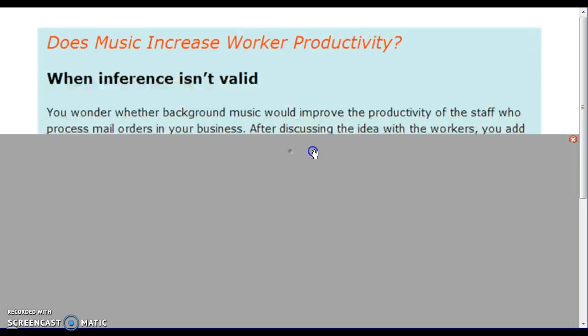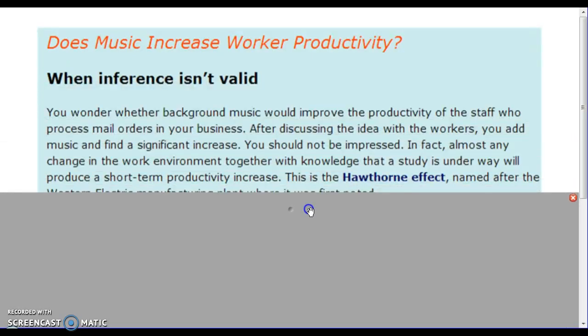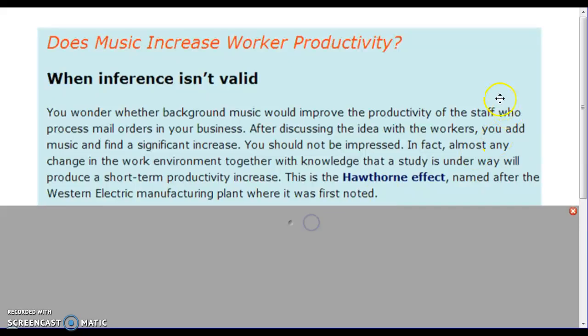Does music increase worker productivity? You wonder whether background music would improve the productivity of staff who process mail orders in your business. After discussing the idea with the workers, you add music and find a significant increase. You should not be impressed.